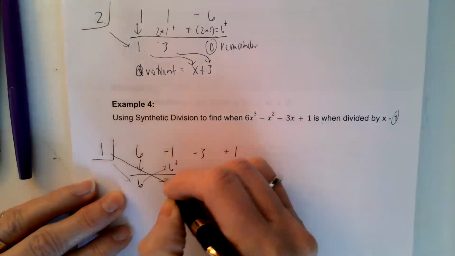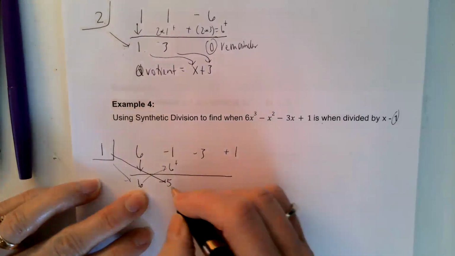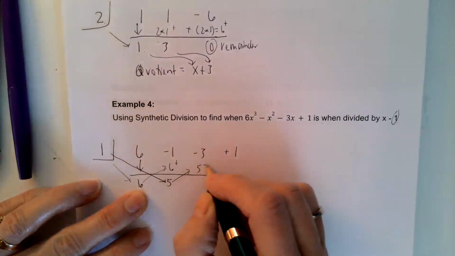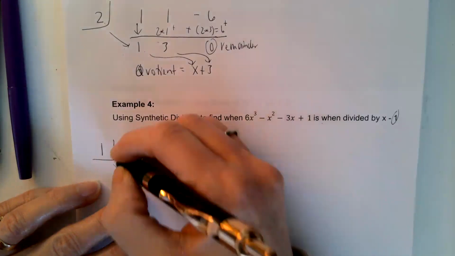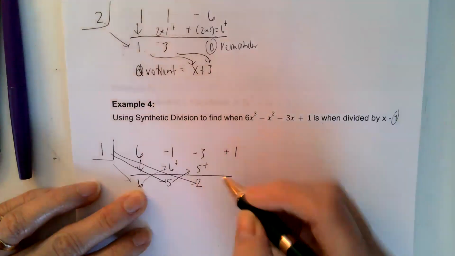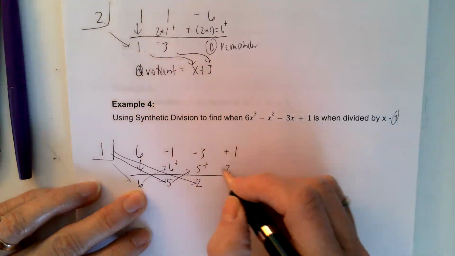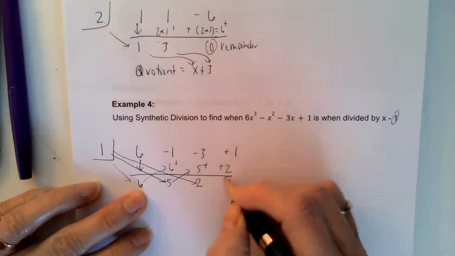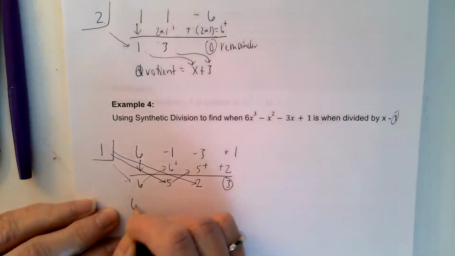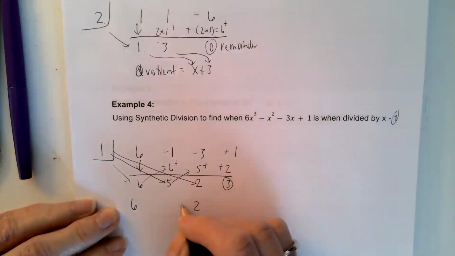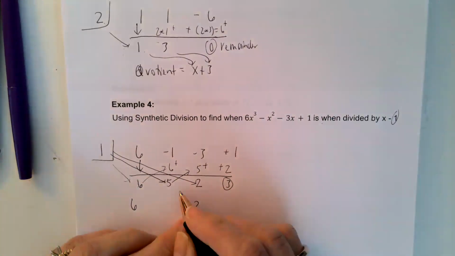And then I do the next one. 1 times 5 goes here. And I add. A negative 3 and 5 is 2. And then I do it again. 1 times 2 is 2. And I add, and 3 is my remainder. So this is the same as 2 is the constant. It's a positive 2.